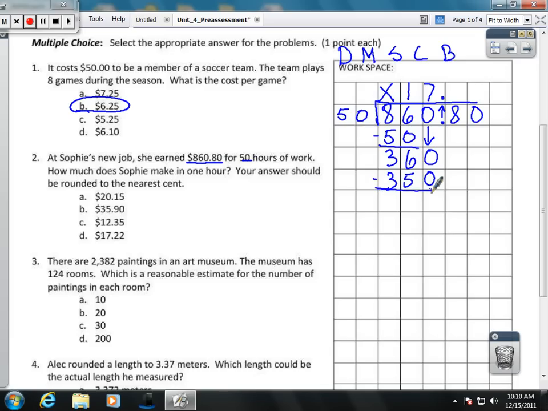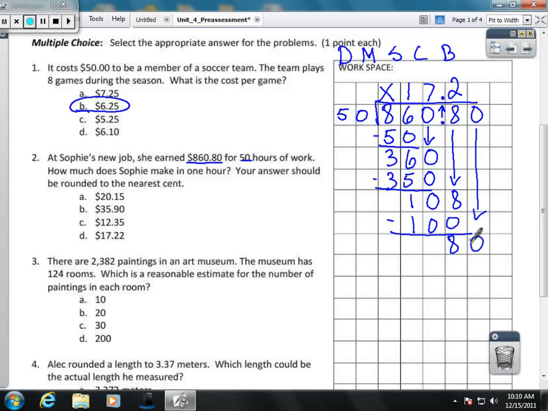I'm going to subtract again. I get 0 there. 6 minus 5 is 1. That leaves me with a remainder of 10. And 10 is less than 50. There's my comparing. And now I bring down my 8. And I say 50 goes into 108 2 times. 2 times 50 is 100. I'm subtracting now, so I've done my multiplying. 108 minus 100 is 8. And now I'm going to compare. Is 8 less than 50? Yes, it is. And we'll bring down this 0 again.